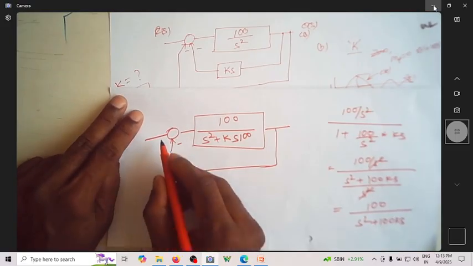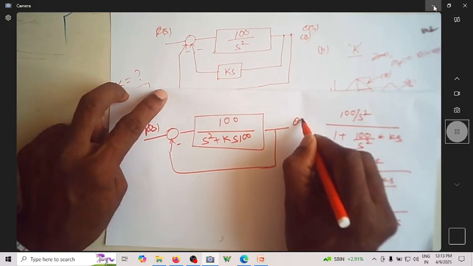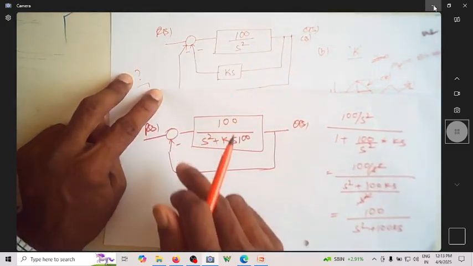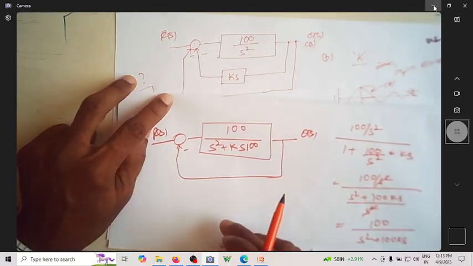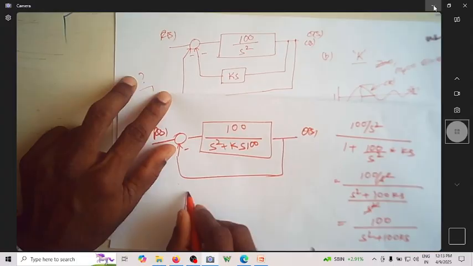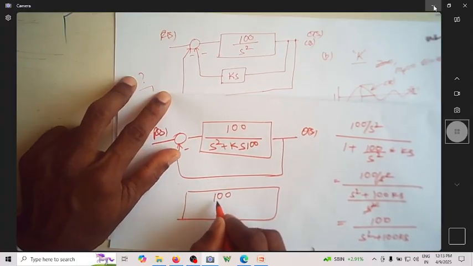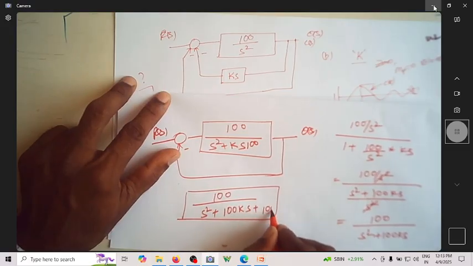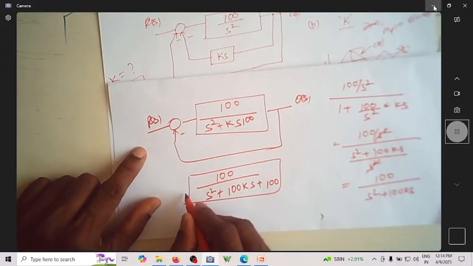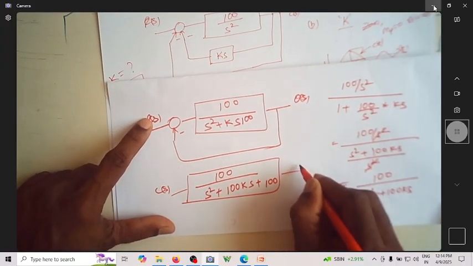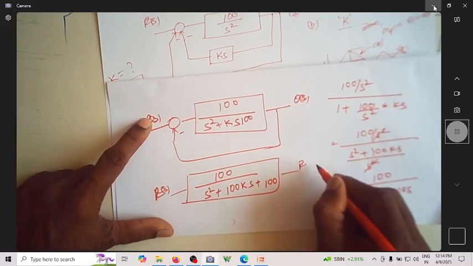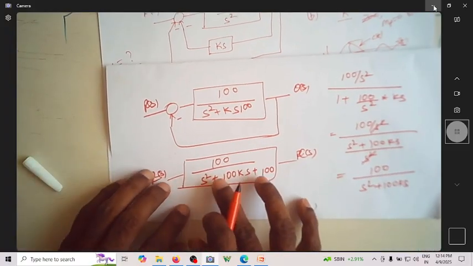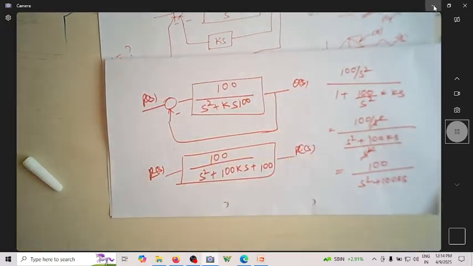So what is the overall transfer function? If it is R of s and theta of s, this is actually the first inner loop feedback reduction. So finally you're going to have the transfer function which is 100 divided by s square plus 100 ks plus 100. So now this is C(s) by R(s). Now I have a transfer function corresponding to the C(s) by R(s).